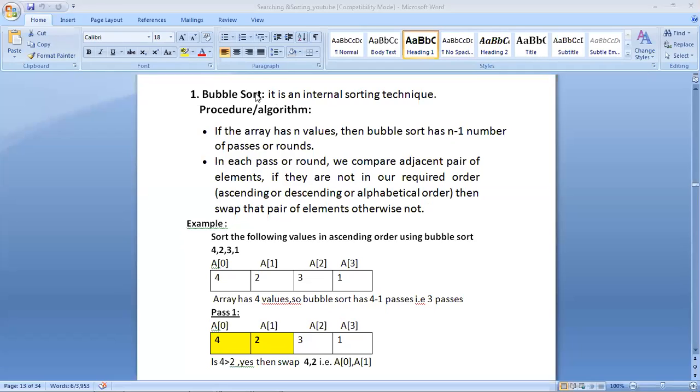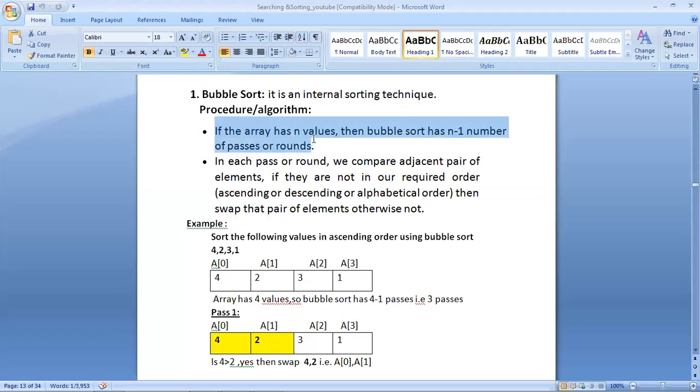In this video, we try to understand the sorting technique called bubble sort. It is an internal sorting technique, meaning this sorting technique is used to sort the data in the main memory. We see the procedure or algorithm to sort the data using bubble sort.